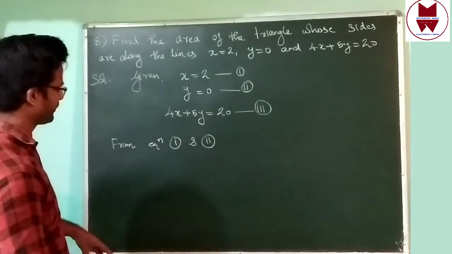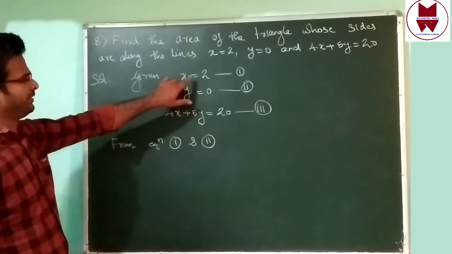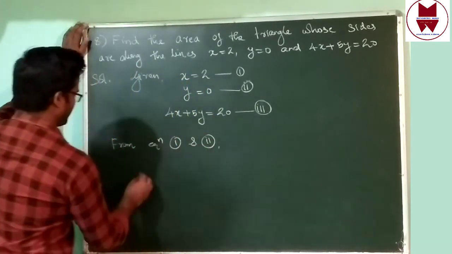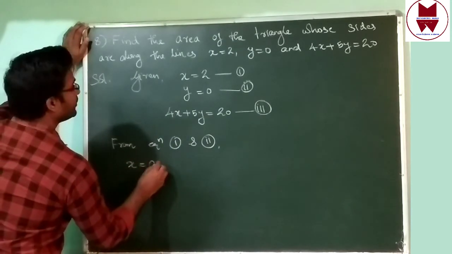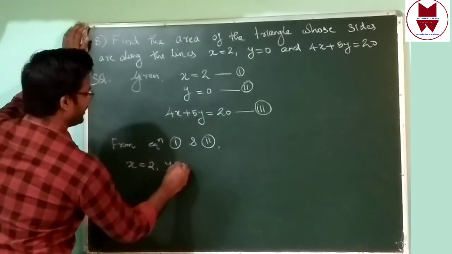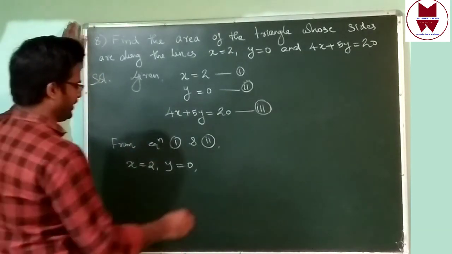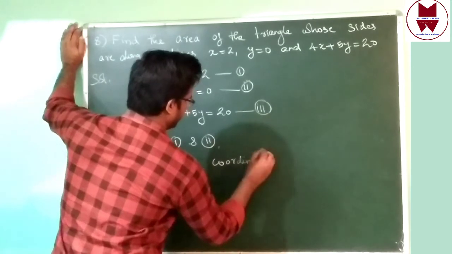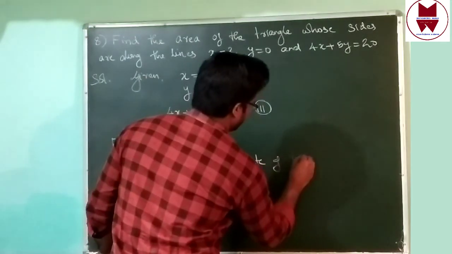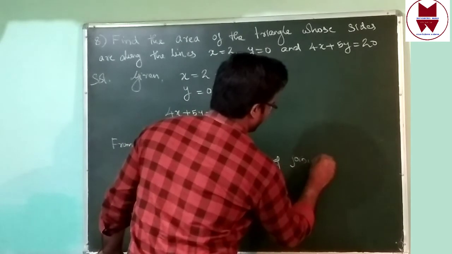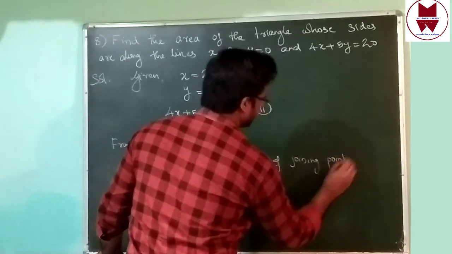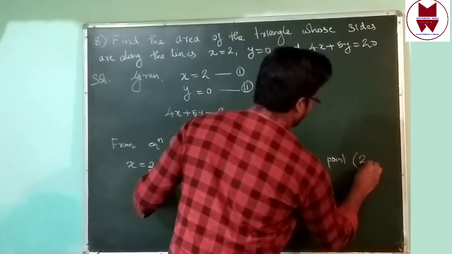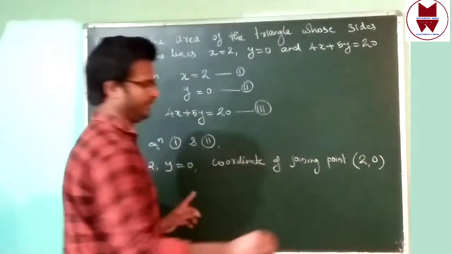1 and 2, that time x value is 2, y value is 0, isn't it? X equal to 2, y equal to 0. We can write coordinate of joining point. That will be x value is 2, y value is 0. Directly we can write.